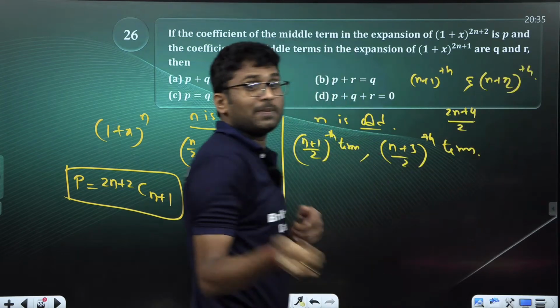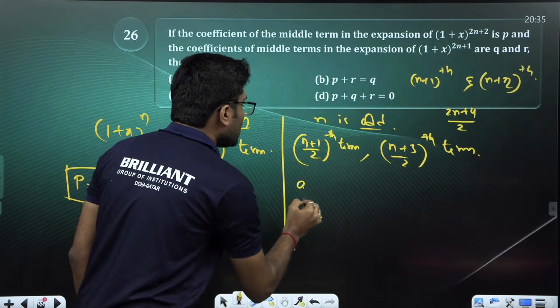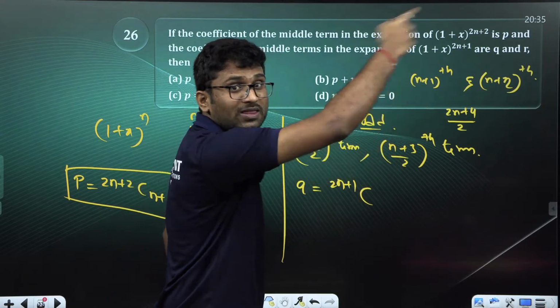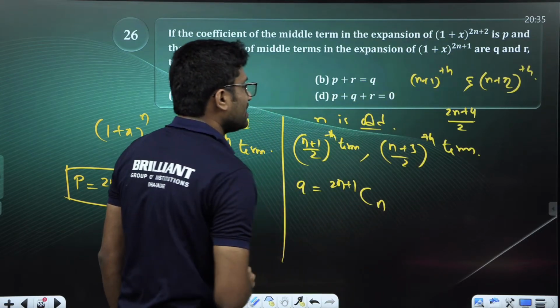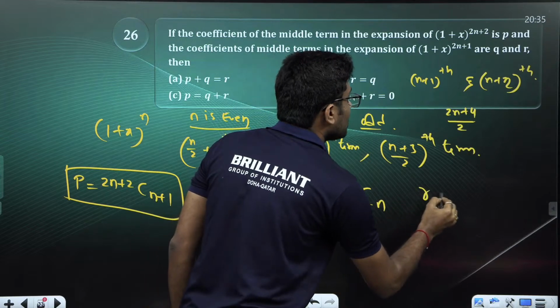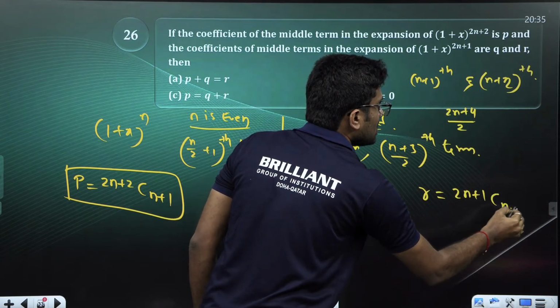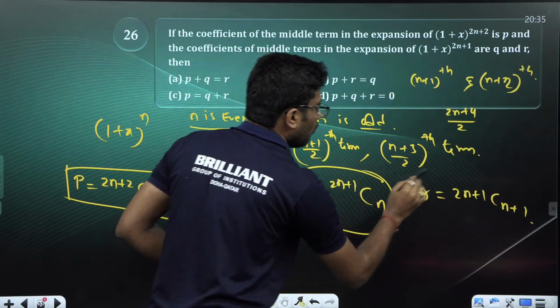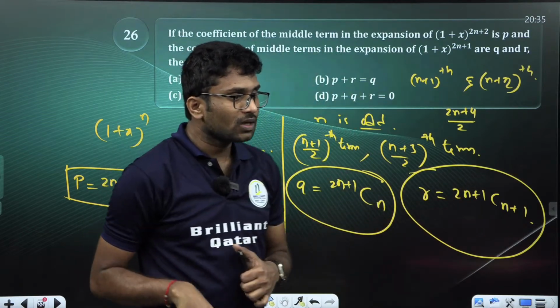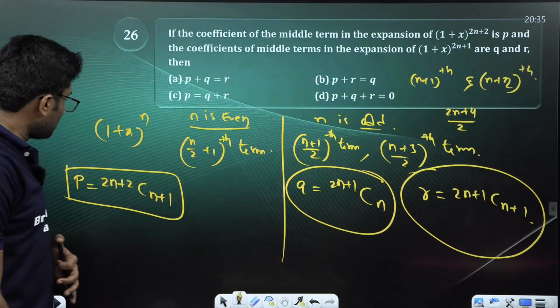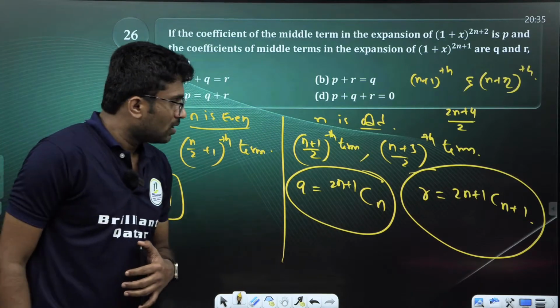So what will be the coefficients now? Q will be equal to 2n+1 C n, since it is the (n+1)th term. And R, for the (n+2)th term, is equal to 2n+1 C n+1. Have you understood how we got Q and R? This is the first thing that we do.